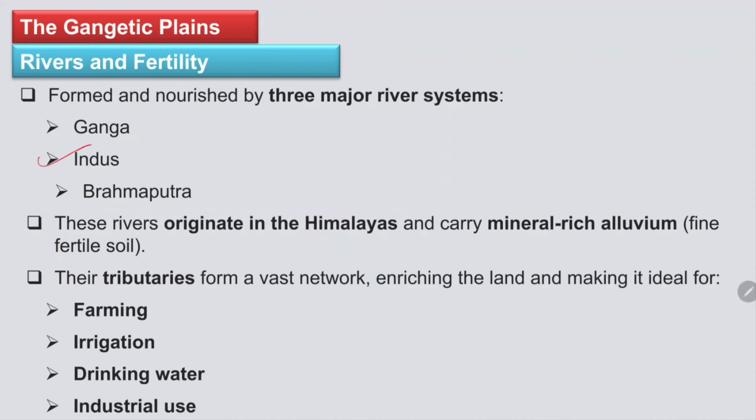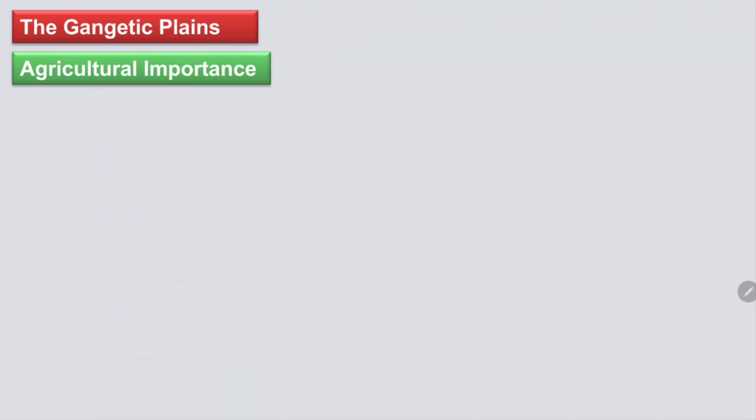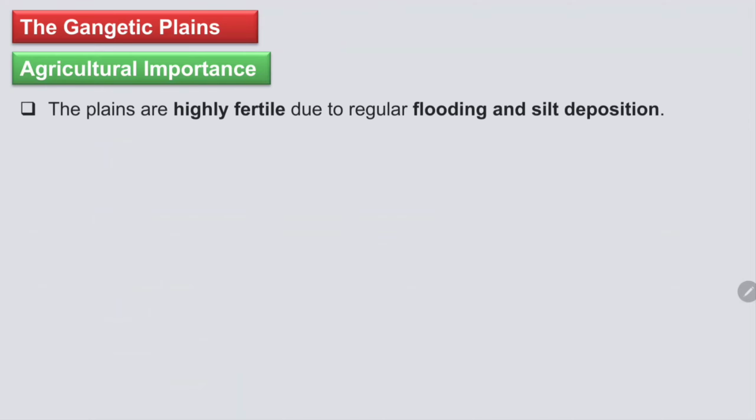So what are the tributaries of the Indus? You can mention in the comment section, we have already learned this one. The tributaries of the Ganga, just before we have learned, isn't it, the Bhagirathi river. So all these rivers along with their tributaries form a very vast network and enrich this area, making it very ideal for farming, irrigation, that is for agriculture, isn't it? Well, you need water for agriculture, isn't it? So irrigation, drinking water and industrial use. And agriculture importance: what is the agricultural importance there? The plains are highly fertile due to regular flooding and silt deposition.